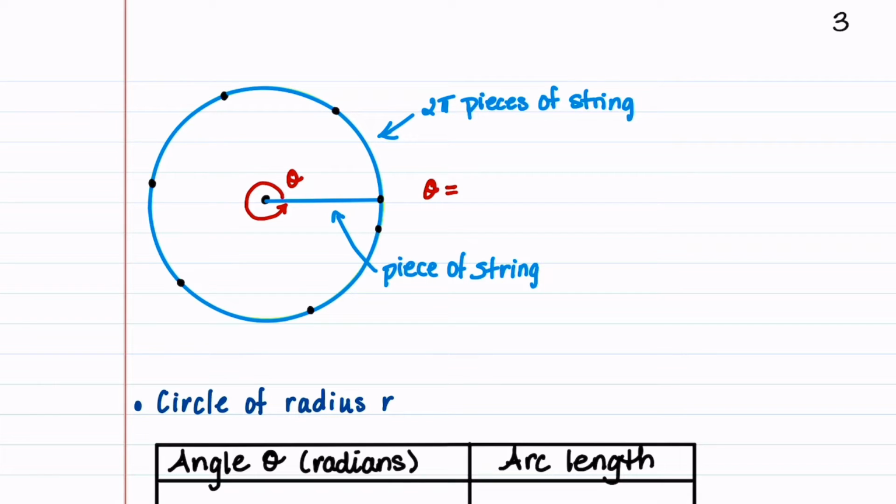In this last picture, which we'll label as number 3, the length of the arc is 2 pi, or 6.28. Let's see how that happens. So this becomes 1, 2 pieces of string, 3, 4, 5, 6, approximately 6.28 pieces of string. So this means that theta is equal to 2 pi radians.